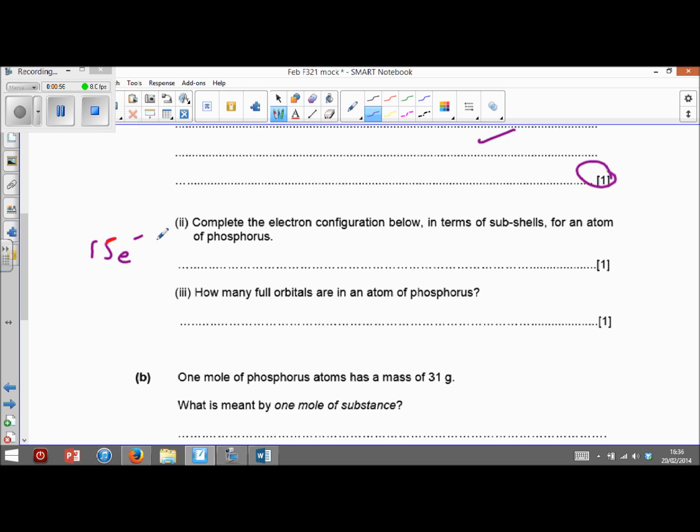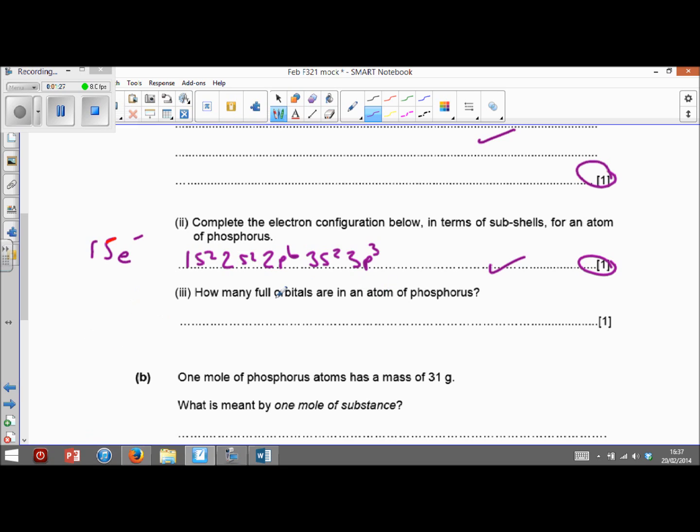Yep, 15 electrons. So 1s2, 2s2, 2p6, that gives us 10, 3s2, 3p3. So 6, 7, 8, 9, 10, 15. That's your electron configuration for phosphorus for a mark. How many full orbitals are in an atom of phosphorus? Now, most people got this right, which is really, really good.